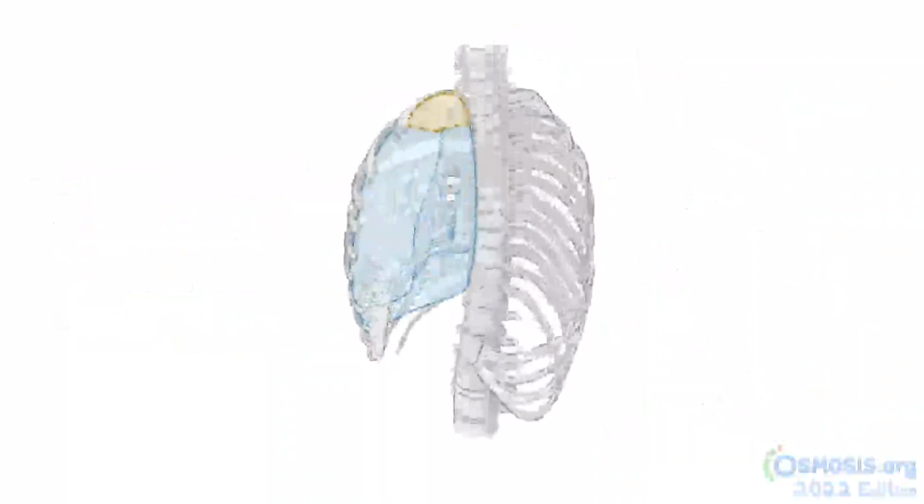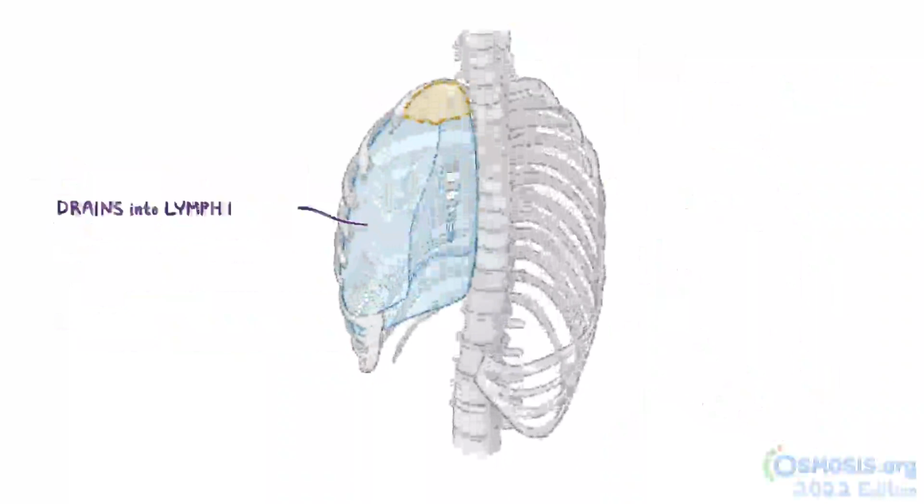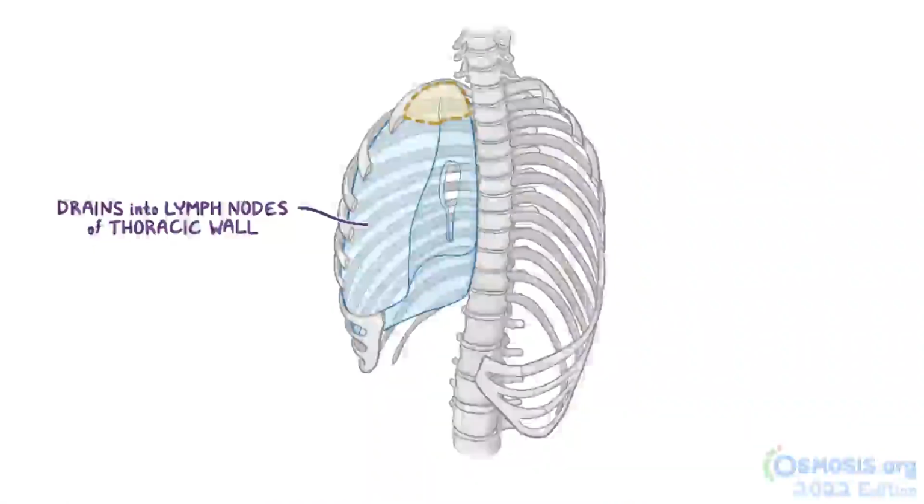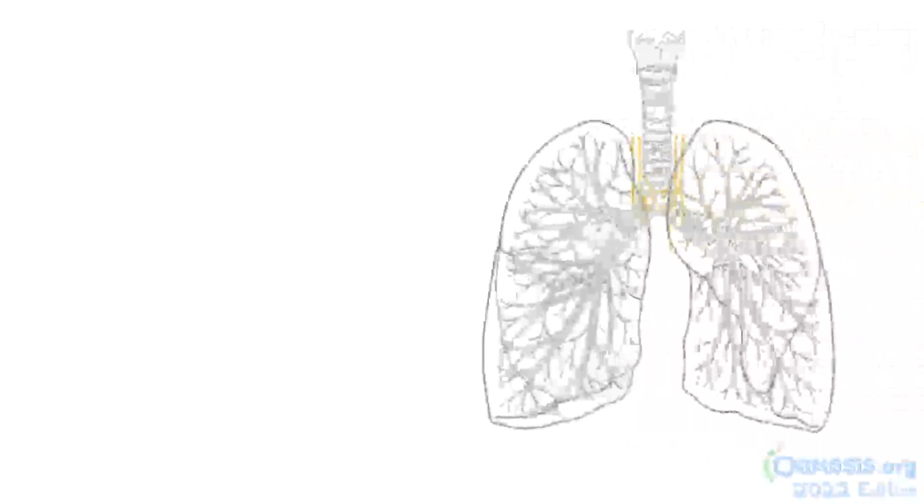Finally, lymph from the parietal pleura drains into the lymph nodes of the thoracic wall, and a few lymphatics from the cervical parietal pleura drain into the axillary lymph nodes. After having fun with the lymphatics, let's now tackle the nerves of the lungs and pleura.